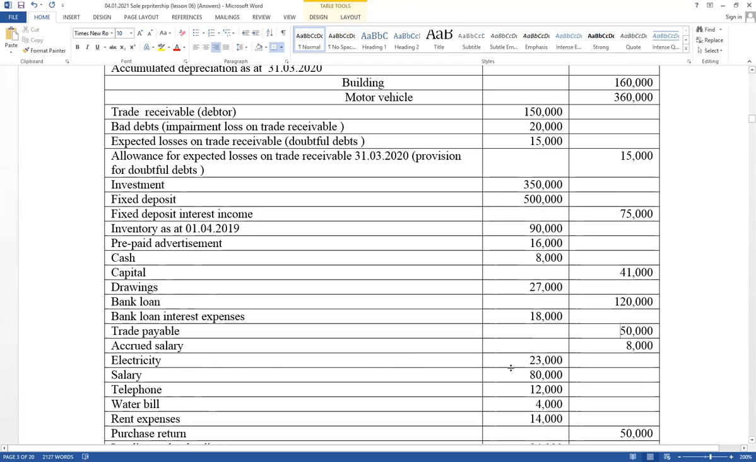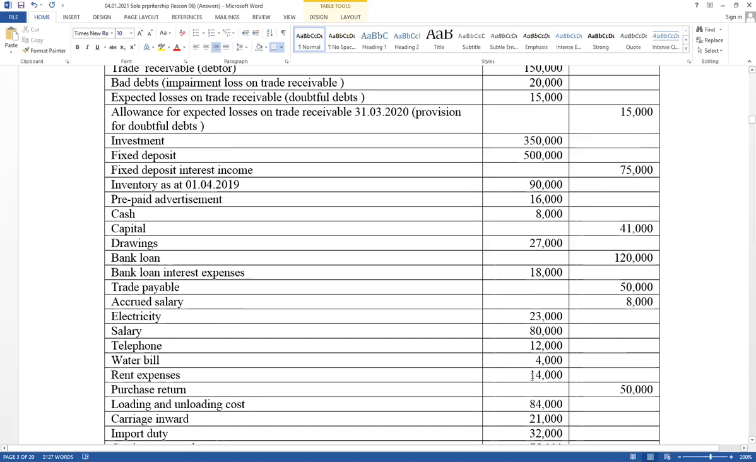Electricity expense, administration expense. Salary also administration expense. All the expense should be included in the first column. Then telephone expense is given, also administration, water bill administration, and purchase return should be deducted from purchase under cost of sales calculation, first column. As it is given, rent expense, administration. Purchase return should be deducted from purchase under cost of sales calculation.